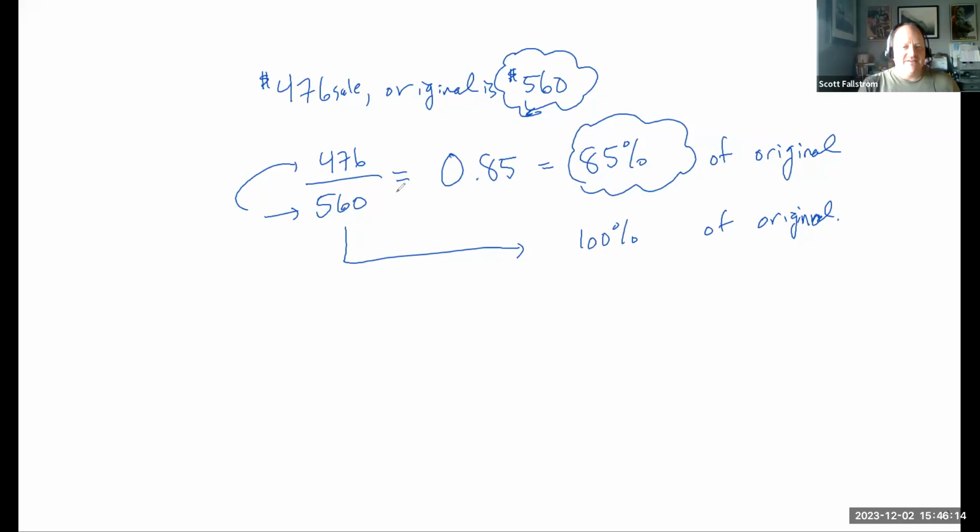So if you divide this out, you can actually see what percentage you have to pay. If somebody asks you what's the discount, your discount is always going to be compared to what would happen if you didn't have to pay. So the discount is 15%.